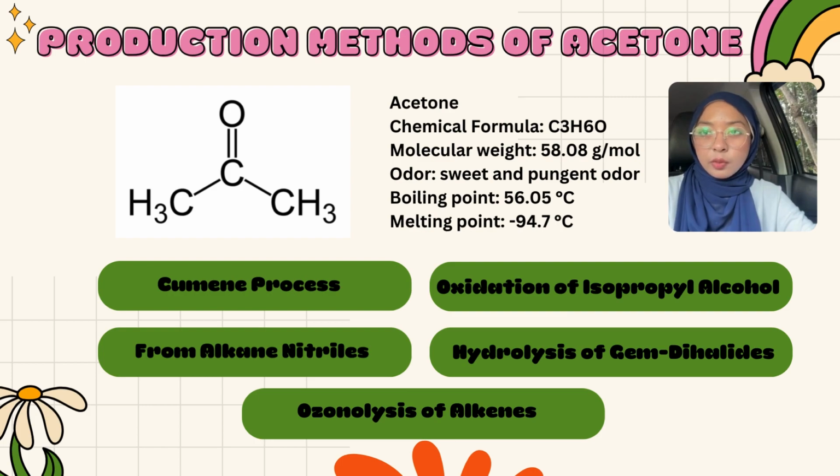For the next question, before proceeding to the methods of production of acetone, let's look at what acetone is. Acetone is a volatile liquid that belongs to the ketone family with the chemical formula C3H6O. It has a molecular weight of 58.08 grams per mole and is known for its sweet and pungent odor.